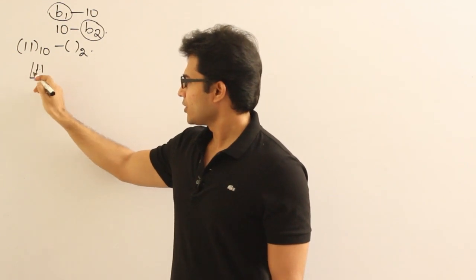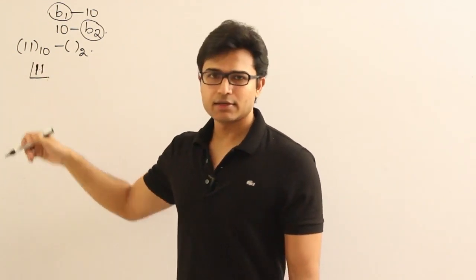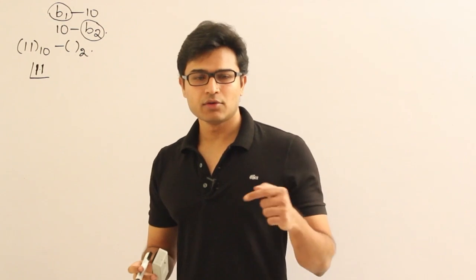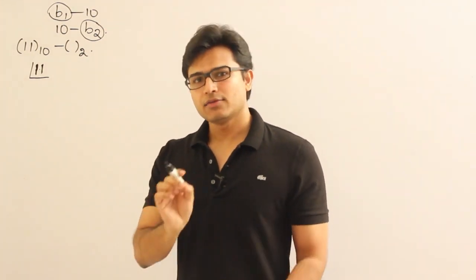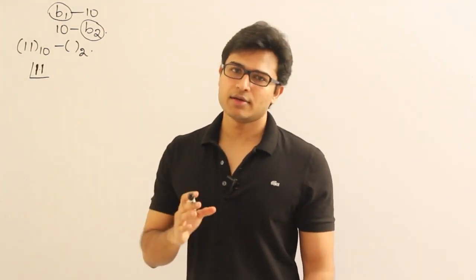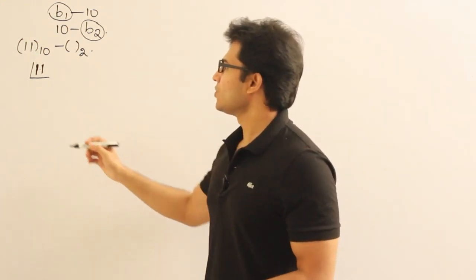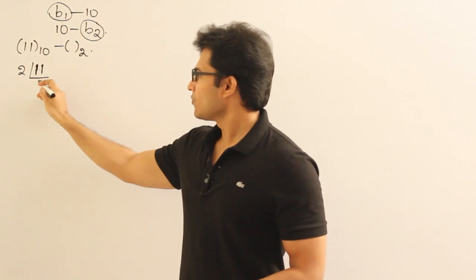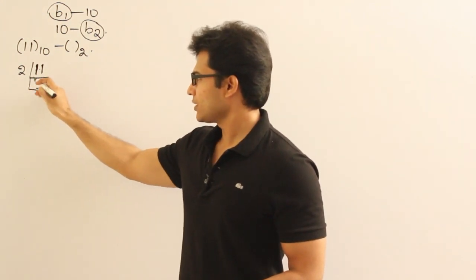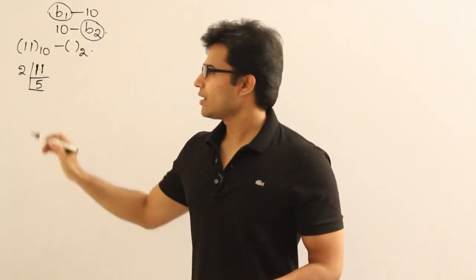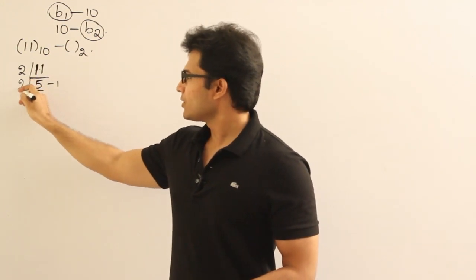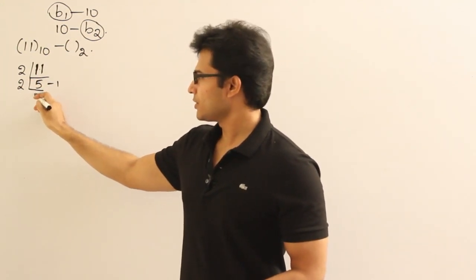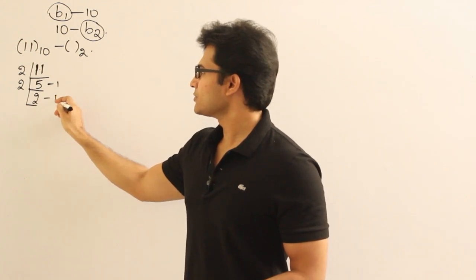So you have to continuously keep dividing it by 2 and note down the remainders, and then we go in the reverse order and arrange the number, right? So first we divide by 2. What is the quotient and what is the remainder? Quotient is 5, right? Why? 2 into 5 is 10 and the remainder is 1. And again divide it by 2. What is the quotient and what is the remainder? Quotient is 2 and the remainder is 1.